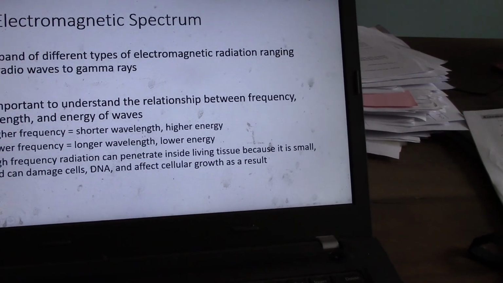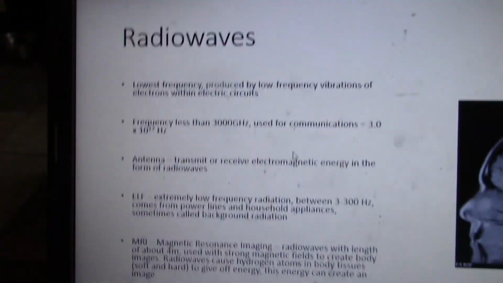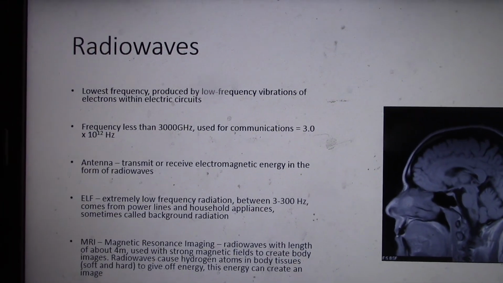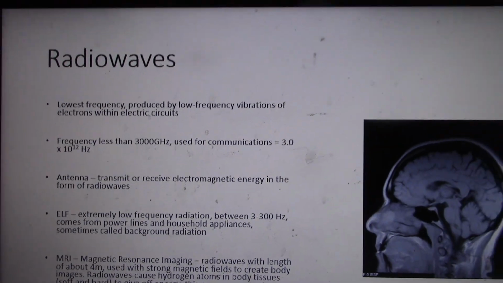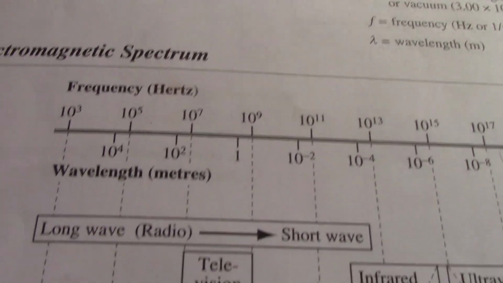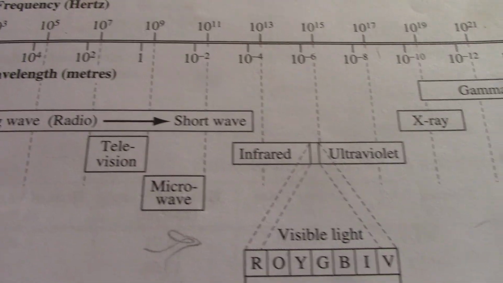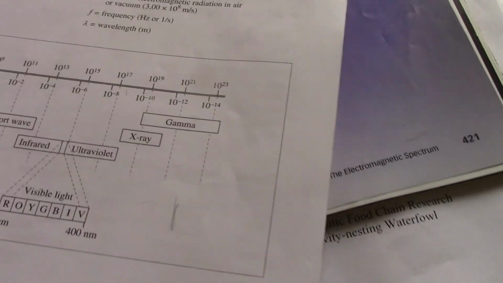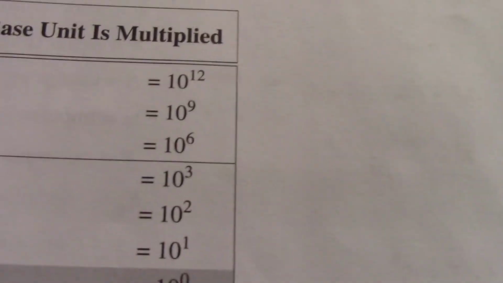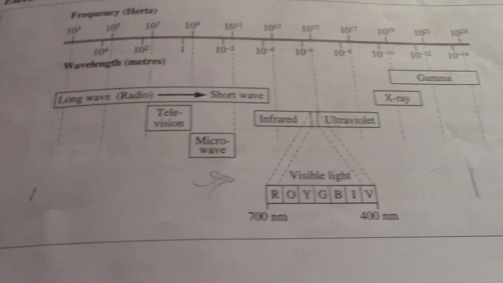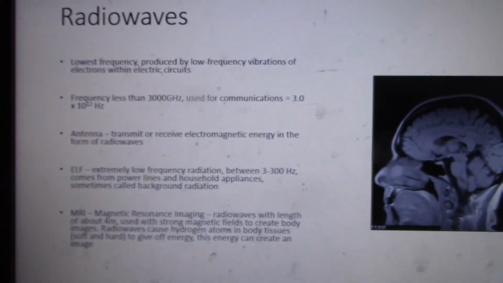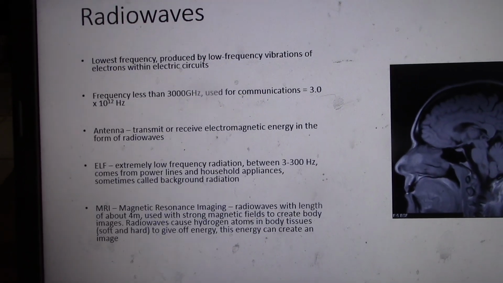All right, so let's look at your different types of waves. Radio waves are the lowest frequency, produced by low frequency vibrations of electrons within electric circuits. They have frequencies less than 3,000 gigahertz, and you can see this on your data booklet. Giga is 10 to the 9th, so radio waves will be below this, so long wave radio. But go back to slide 57 too, and you'll see where those lie. So less than 3.0 times 10 to the 12 hertz, used for communications.